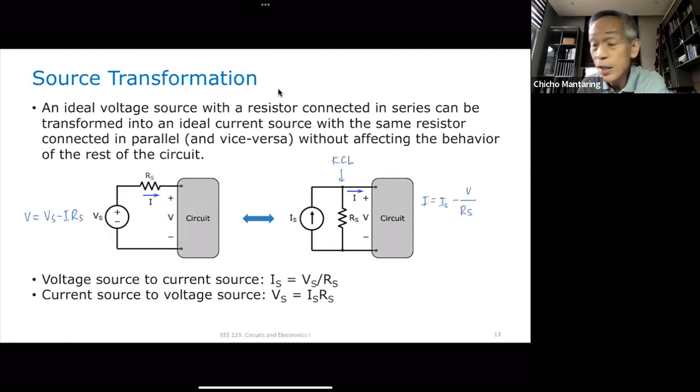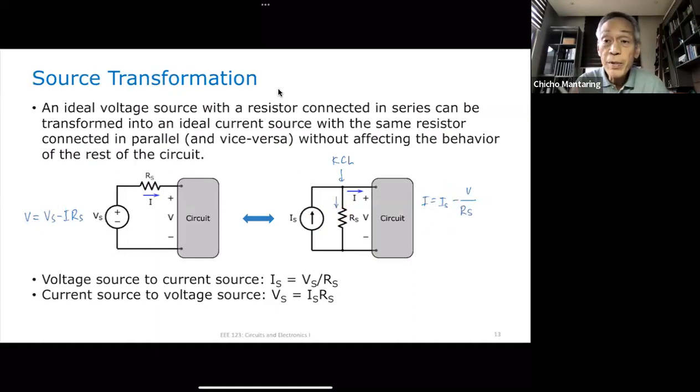I is equal to I_S minus V over R_S, because I will have a current flowing down here. That current flowing down here is the voltage across the resistor divided by the resistance value. So this current plus this current is going to be equal to this current, and therefore this current is this minus this. So ito yun.